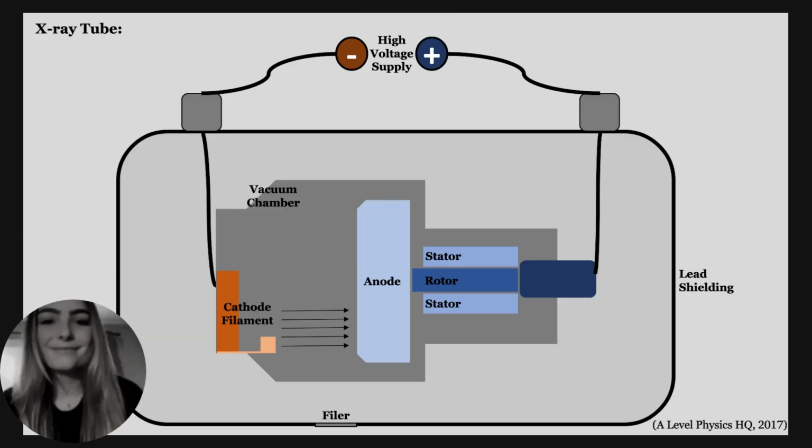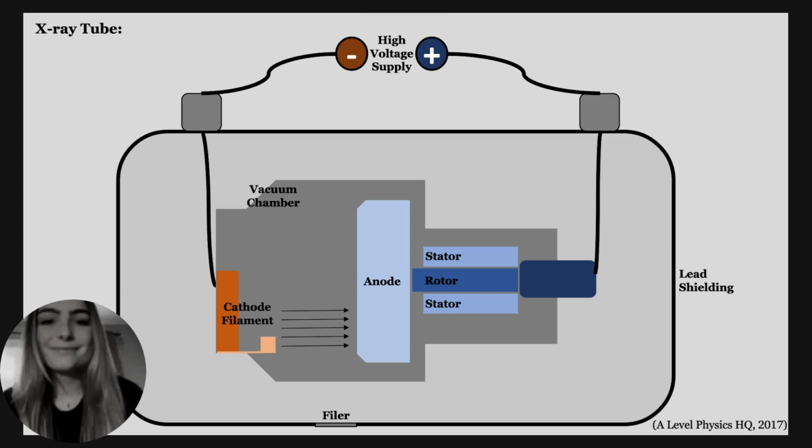Here we have an X-ray tube, which is used for a few different kinds of diagnostic imaging. At the top is a high voltage supply. It is connected to the cathode and the anode, and its purpose is to accelerate the electrons that are emitted from the cathode towards the anode. The cathode filament in the orange is where thermionic emission occurs. This means the filament, being negatively charged, will produce and emit electrons.